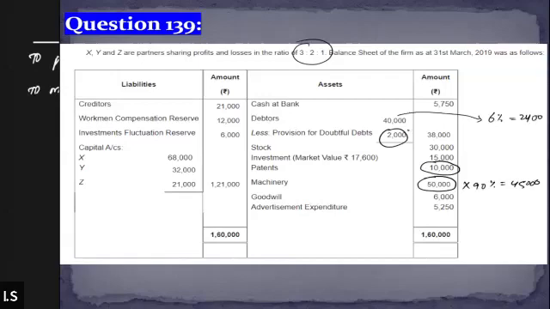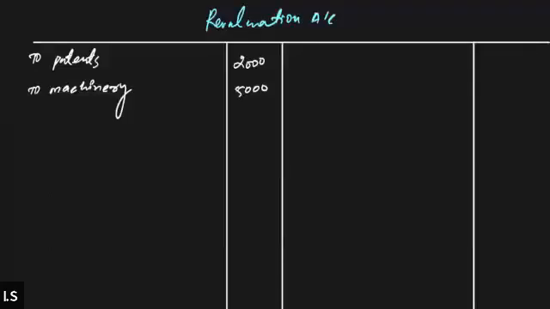We already made a provision of rupees 2,000, but this is less than the provision that we are required to make. The provision is actually required to be made at 6%, which is 2,400, but we have made a provision for only 2,000. That means we will have to further increase the provision by 400. That means the value of the debtor will further reduce by 400. So we'll go to the revaluation account again, and on the debit side, since the value of the debtors will be reducing because of the increase in the provision, we'll write down provision for doubtful debt 400.